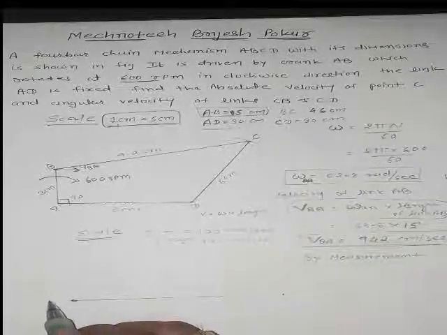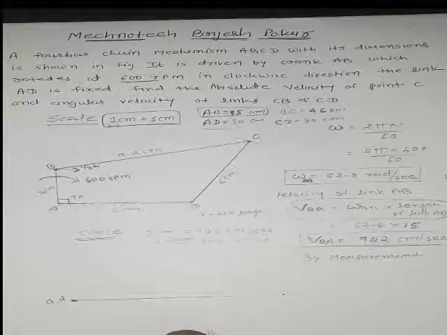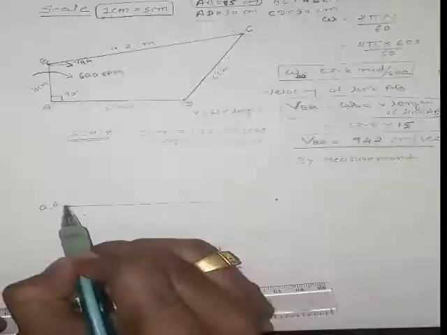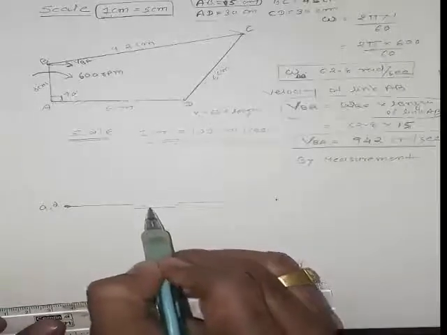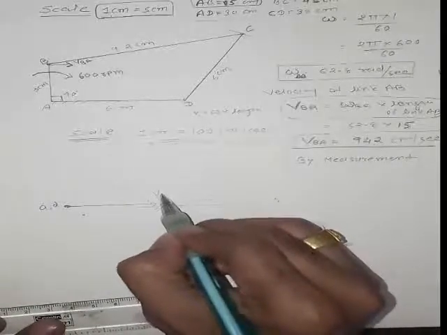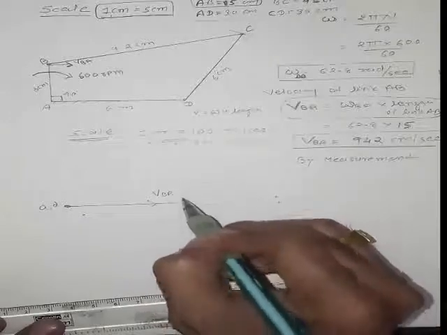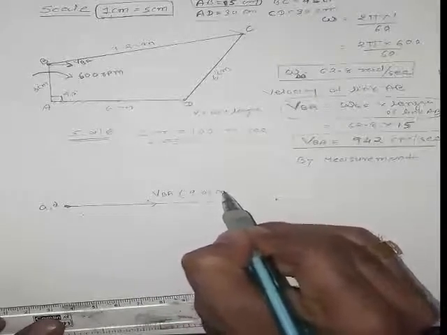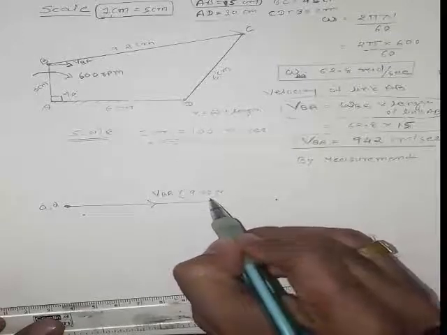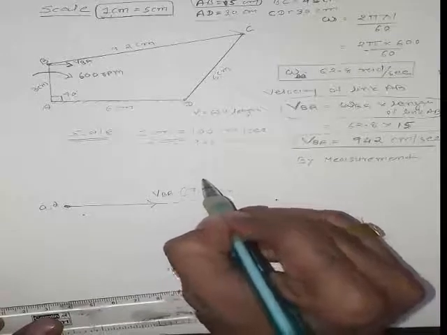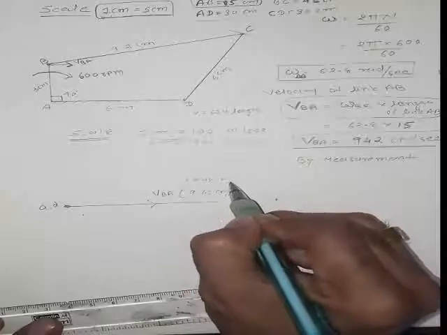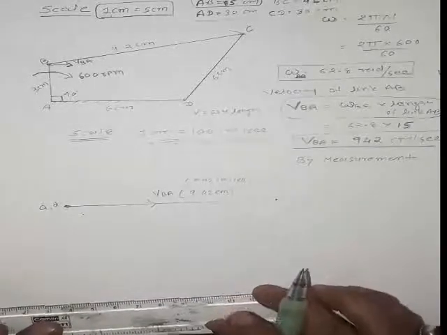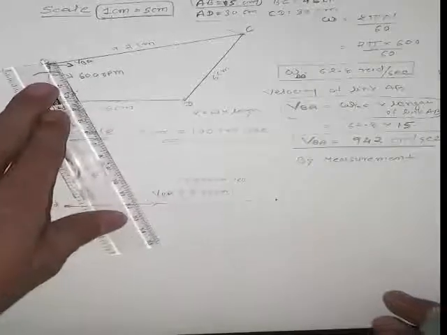This point is a fixed point, AD, right? So here A and D we have to write over here. This is a fixed point, and this is VBA, velocity of BA. It means 9.42 centimeter, and if you consider the scale, then it is 942 centimeter per second, right? Now we have to draw the perpendicular line of this BC.